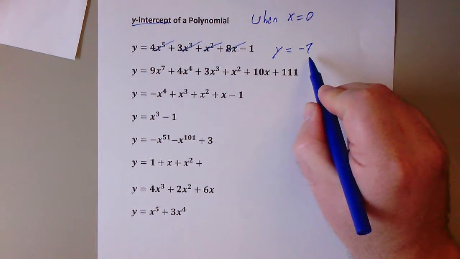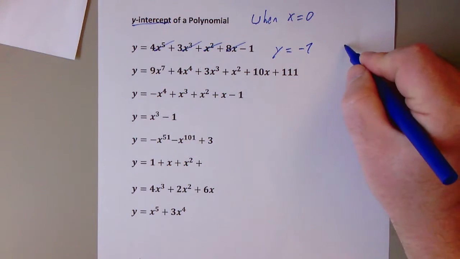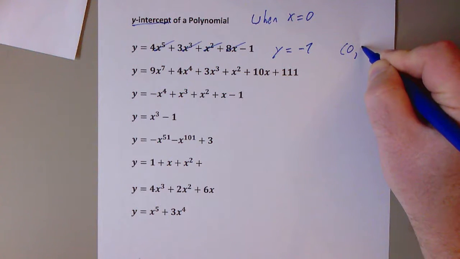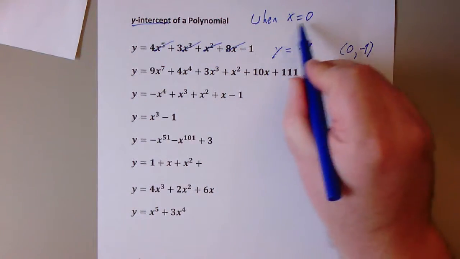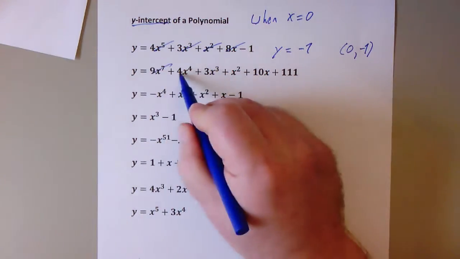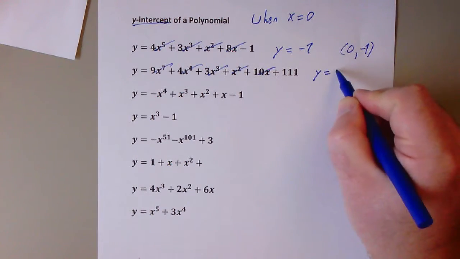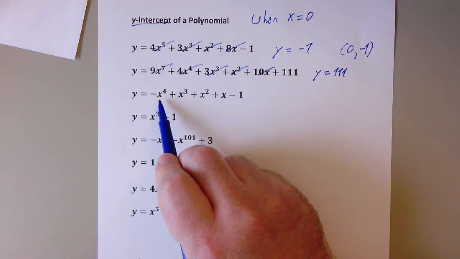That means there's a point on the plane with an x-coordinate of 0 and a y-coordinate of -1. So the point is on the y-axis where x equals 0, and then the value on the y-axis is -1. When we move on, we're going to do the same thing, plug in 0, so all the terms with an x in them become 0, and we're left with just y equals 0 plus 111, or y equals 111. We'll speed along through these next.